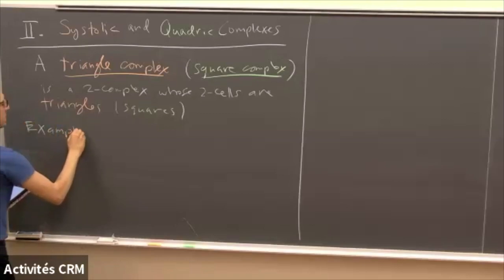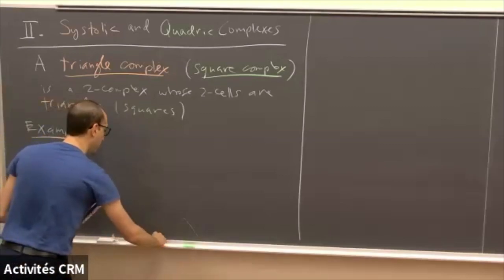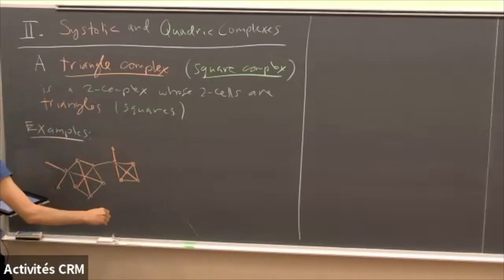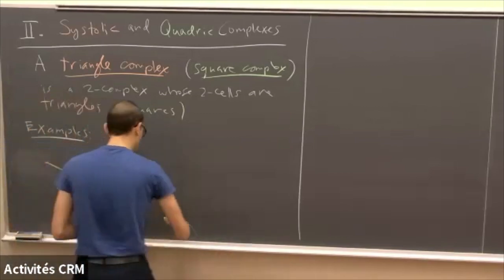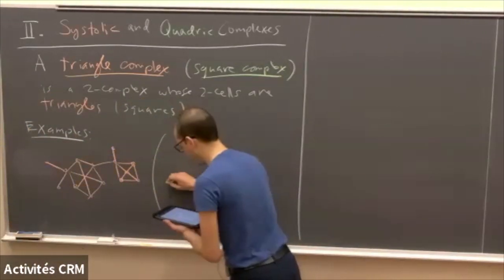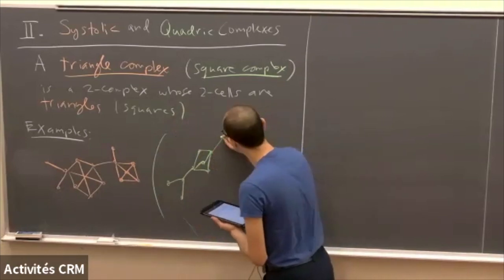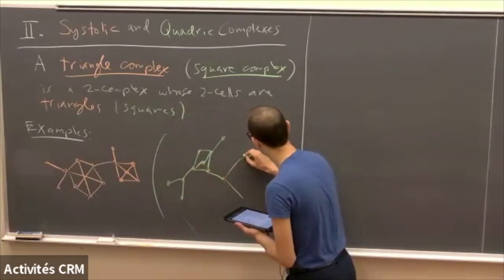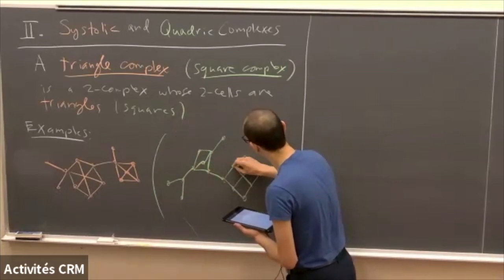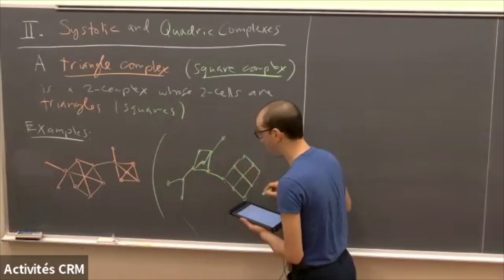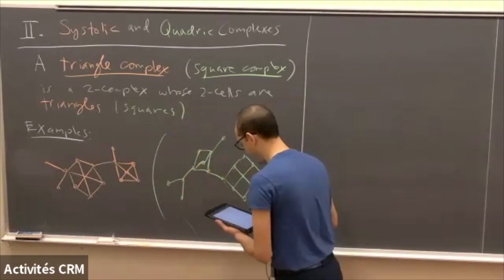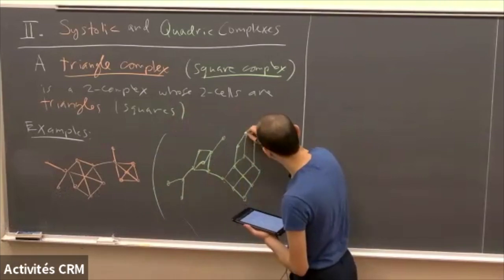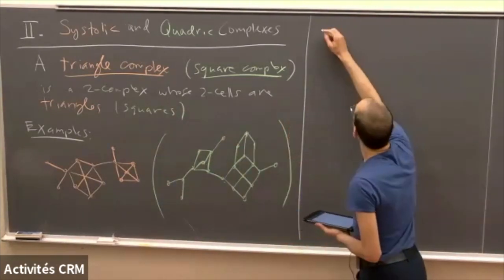Let's get an idea by looking at a pair of examples. Okay, so there's a triangle complex. And here we have a square complex. Those square complexes are two-dimensional cubical complexes. So you've been attending Nir's talk. Okay.